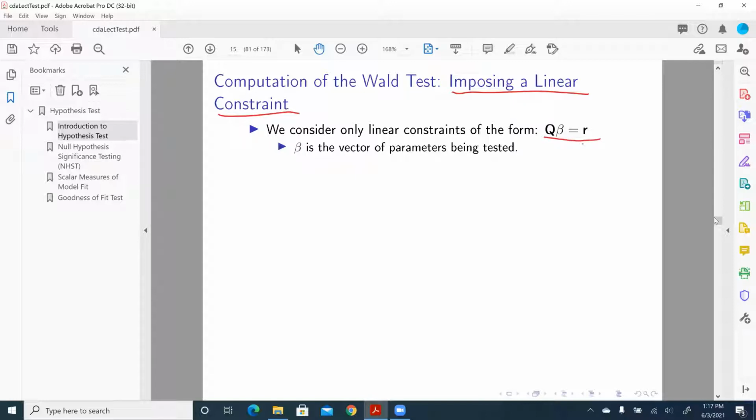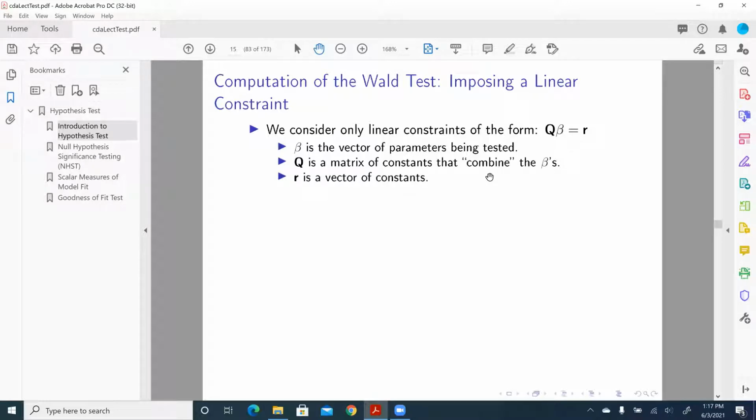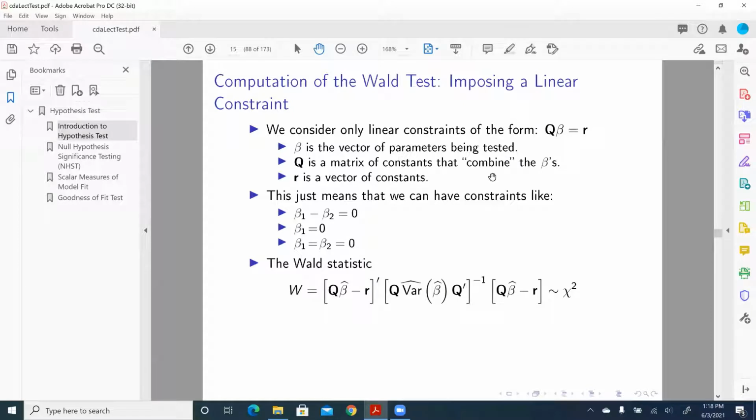R is the constraints. Q is what we call the transformation matrix to transform beta, to impose the linear constraints. And beta here is the vector of parameters being tested. Q is a matrix of constants that combine the beta, so it transforms beta. R is a vector of constants. This just means that we can have constraints like β1 minus β2 equal to 0. So that's a linear constraint. β1 equal to 0. β1 equal to β2 equal to 0.